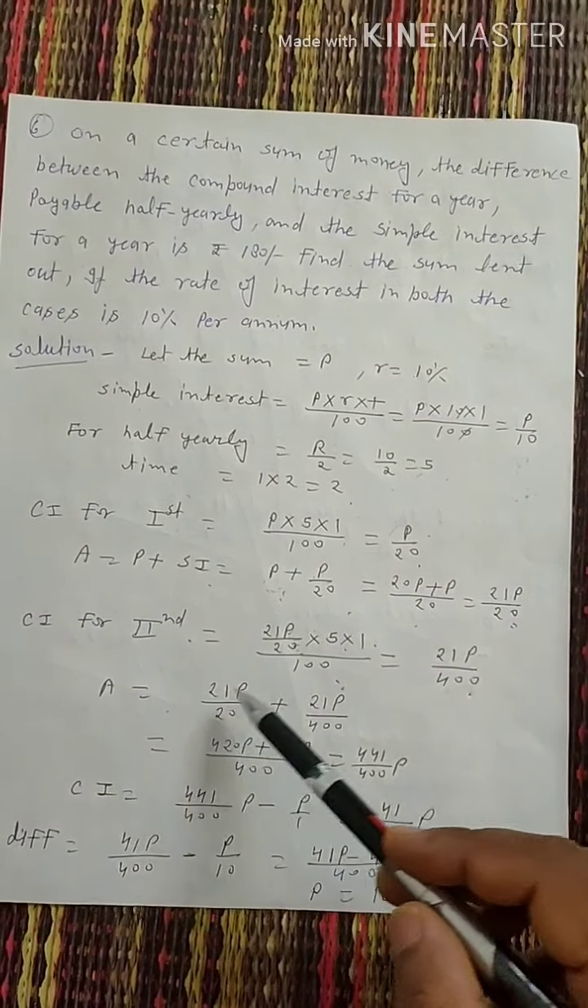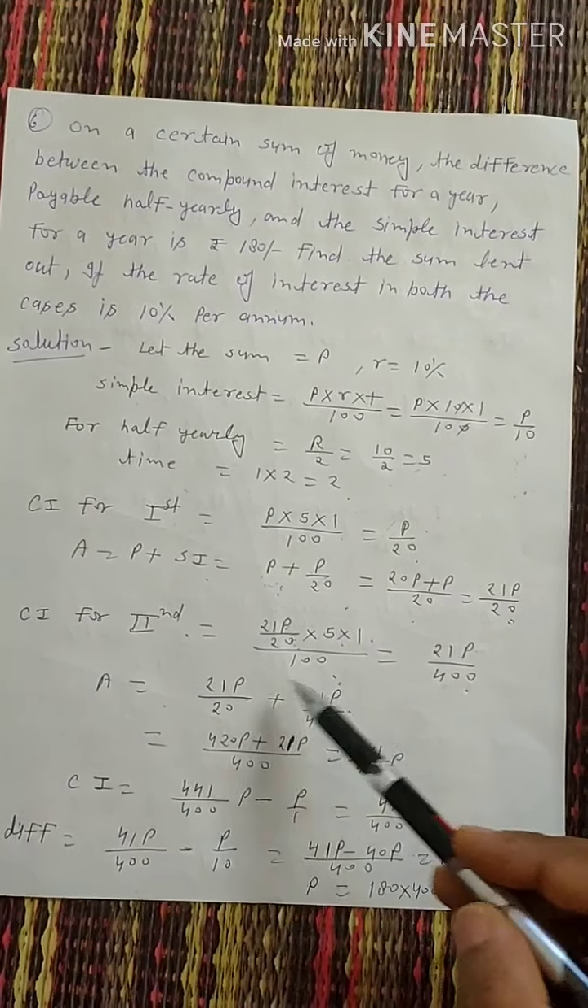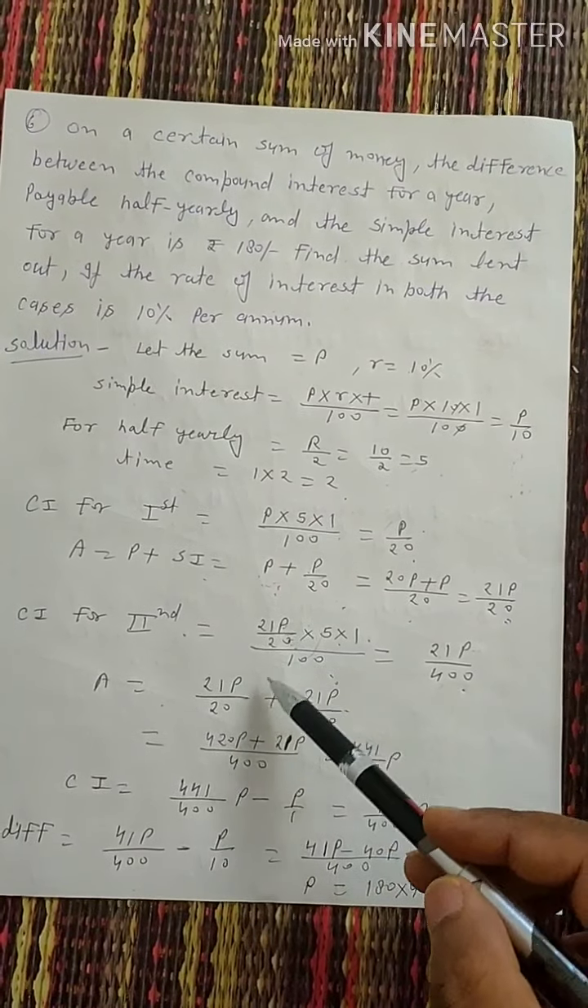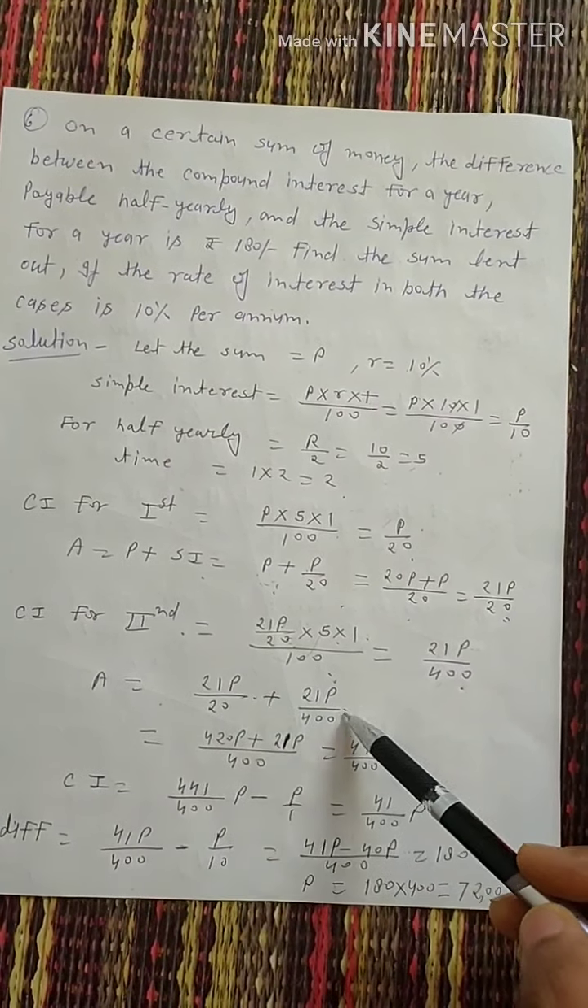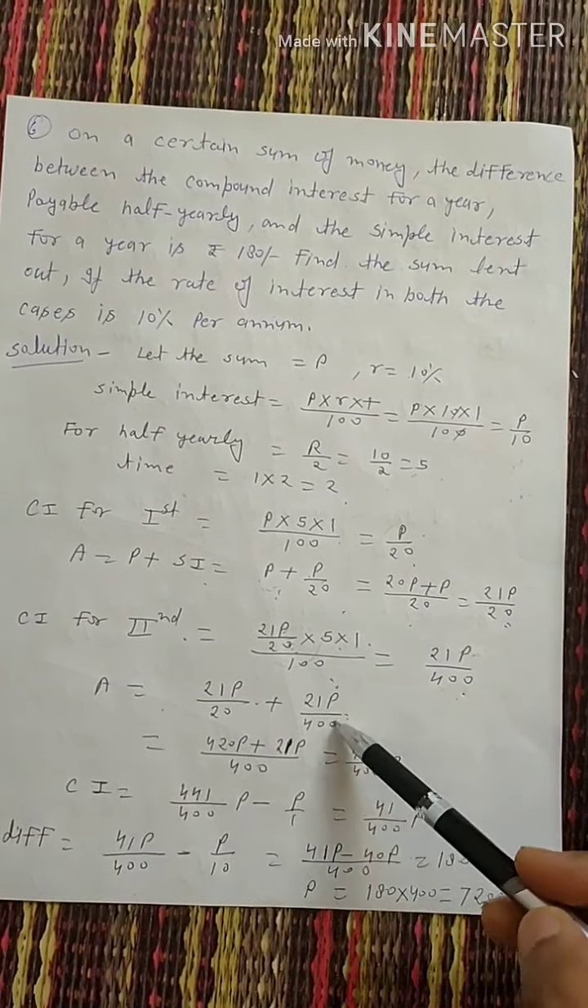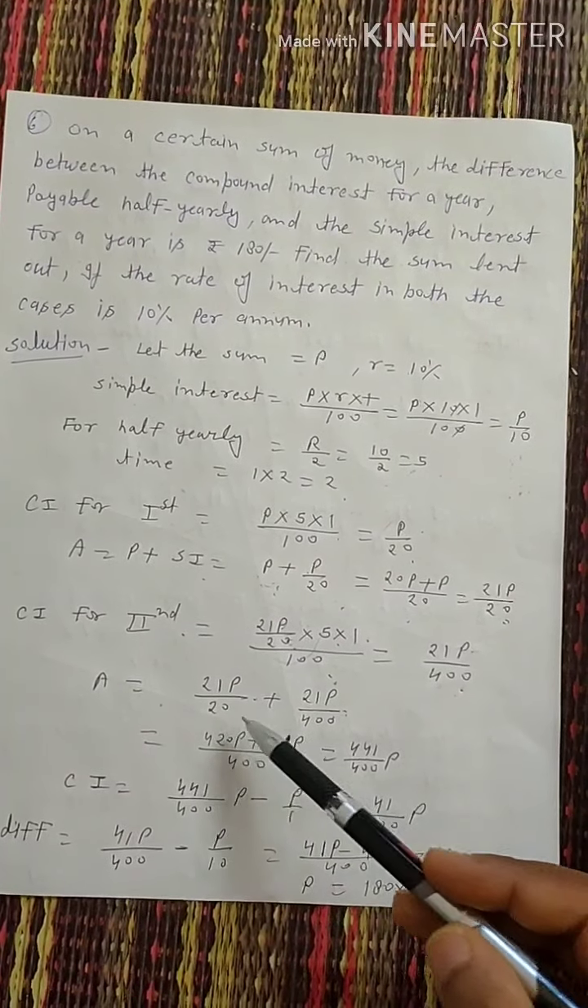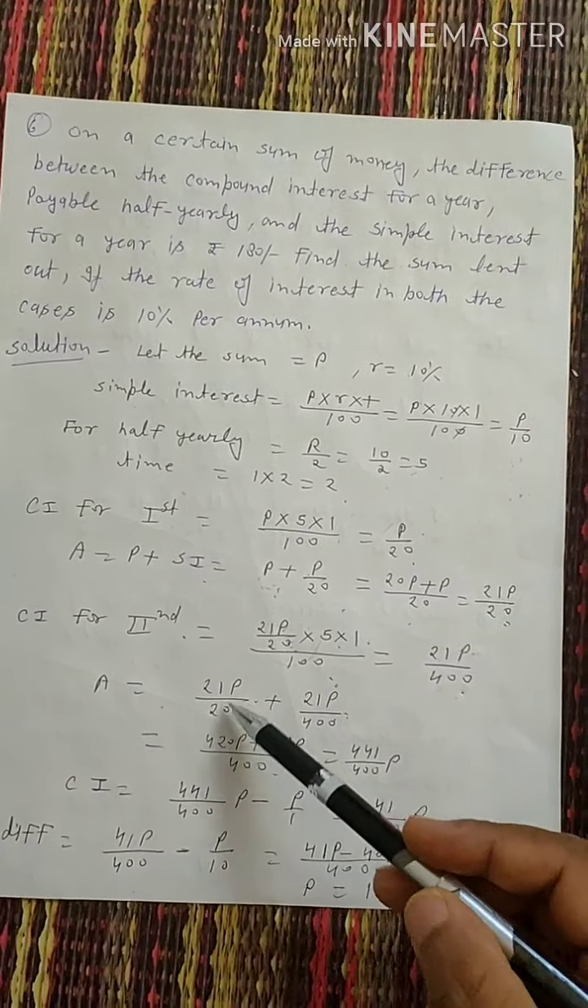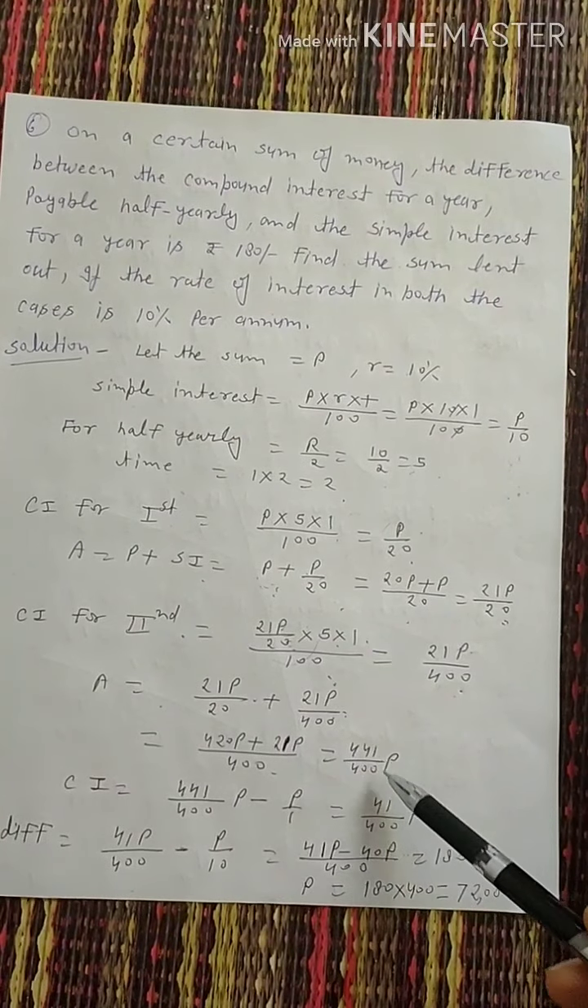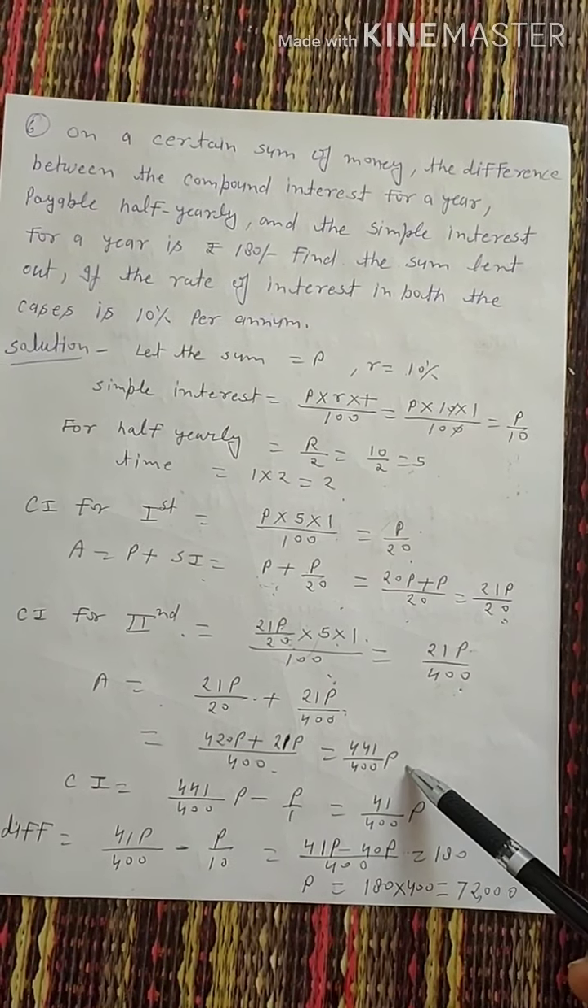Now amount is equal to P plus SI. So P is this 21P upon 20 plus SI, means 21P upon 400. Now calculation means take LCM 400. So we get 441 upon 400 P.